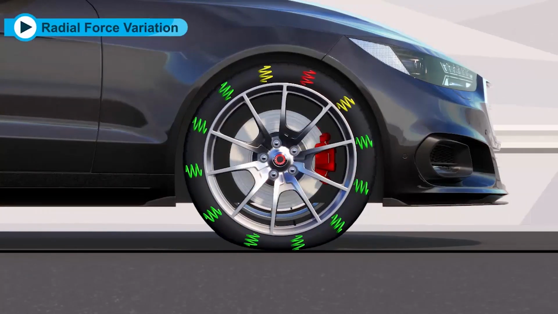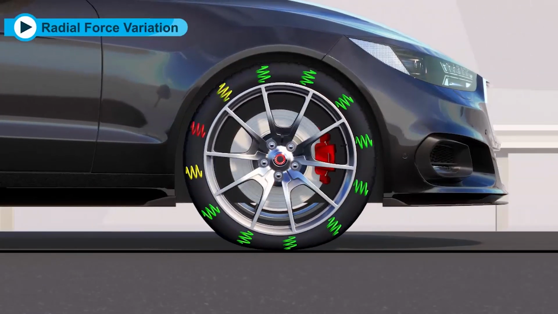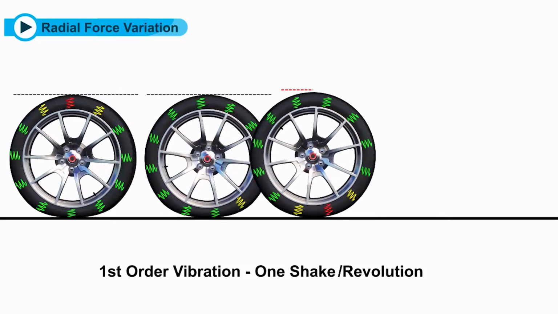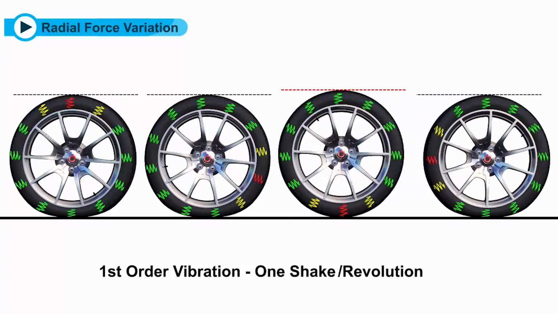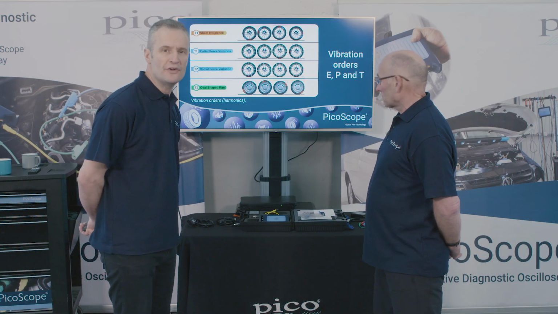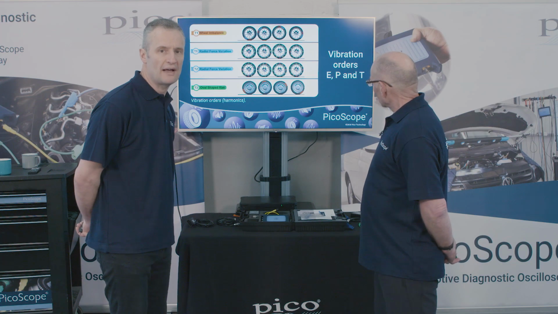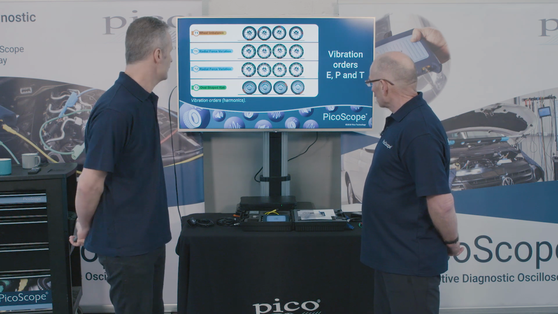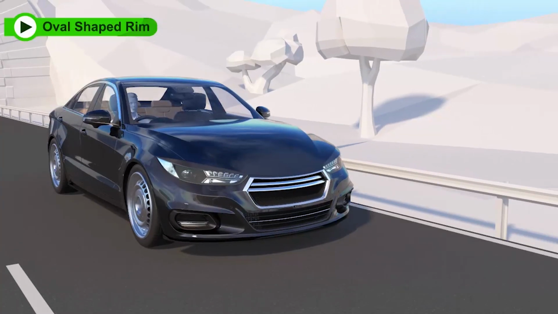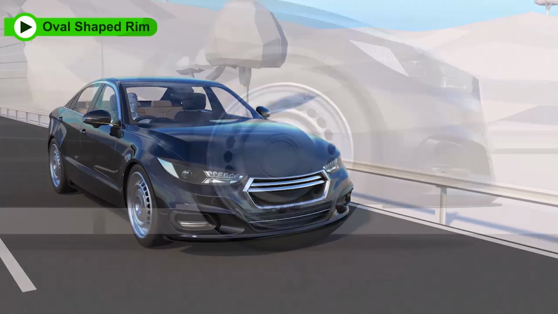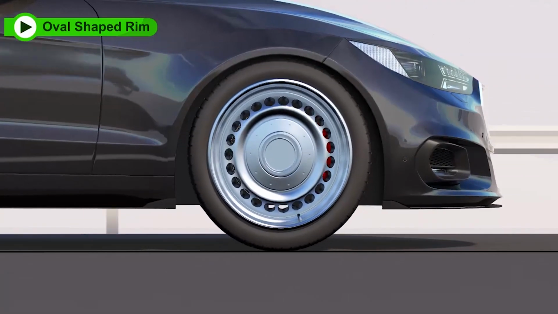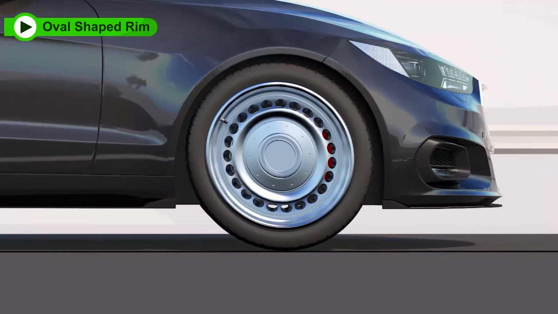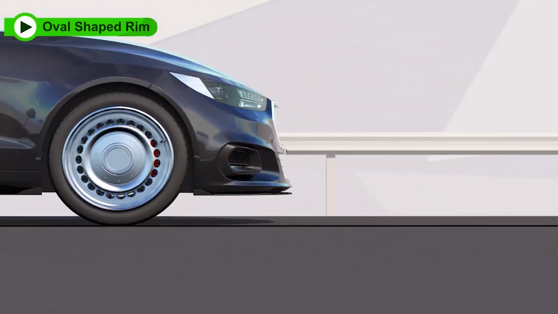So here we have the top T1, a wheel imbalance. Remember, that will give you a first order vibration. Radial force variation, again, will give you first order vibration, but be aware that could give you second order vibration, and third. This is the number of disturbances in one rotation of the wheel. An oval shaped rim, so this is a wheel out of round, generally gives second order vibration, often accompanied with a tremor in the steering wheel, often at low speed as well.